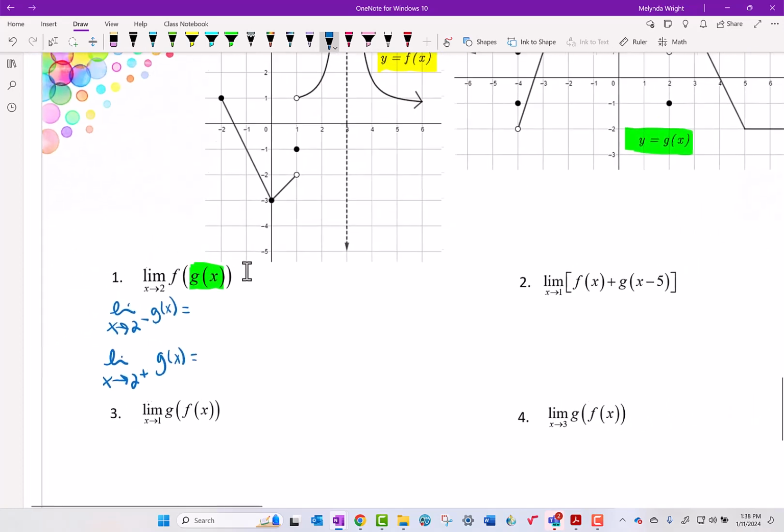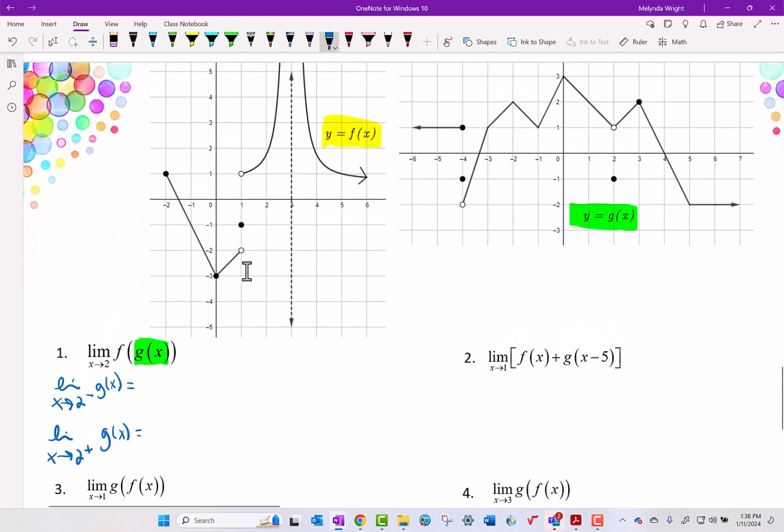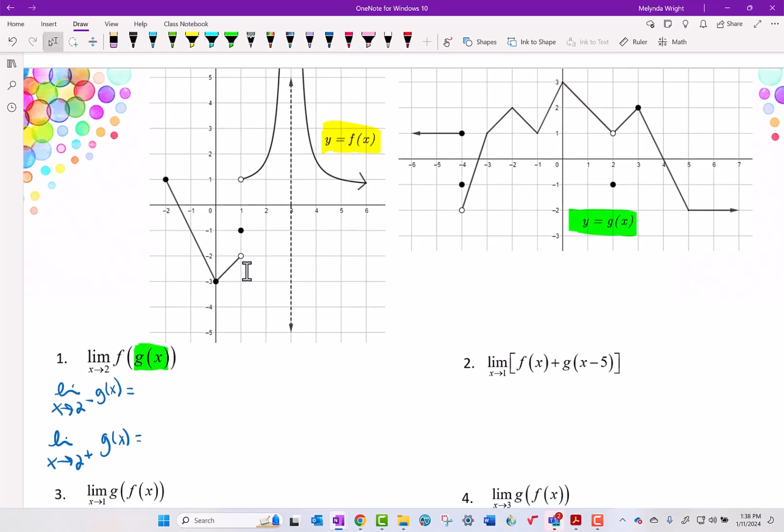So let's look at G. Here's G over here. And we're focusing on 2. So the first one, we're coming to 2 from the left. So I'm headed this way, and I'm approaching a y value of 1. Is the graph approaching from above or from below? Above. Since it's approaching from above, I'm going to write this y value down, which is a 1, and I'm going to say from above, the plus.